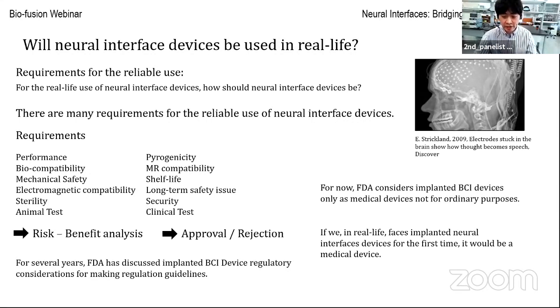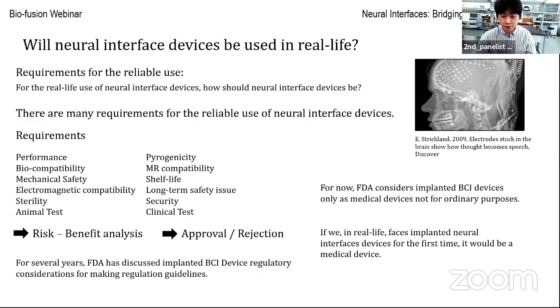As the real application of implantable brain-machine interface devices becomes an issue in the medical device markets, the FDA issued a draft of regulation guidelines for implanted brain-machine interface devices. It shows some aspects of technical requirements. First of all, performance, biocompatibility, and long-term safety must be the most important requirements.